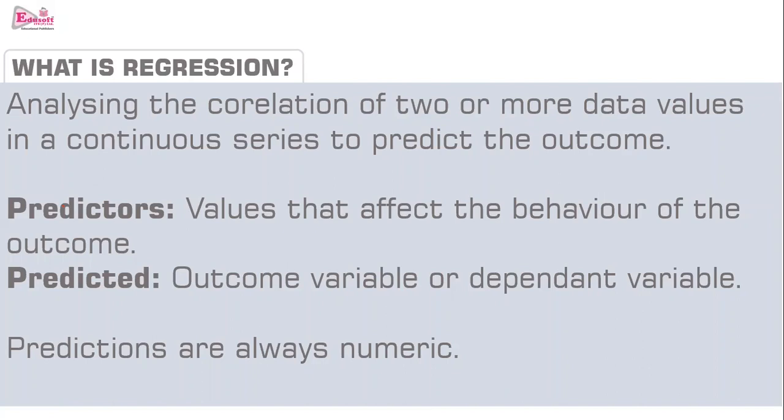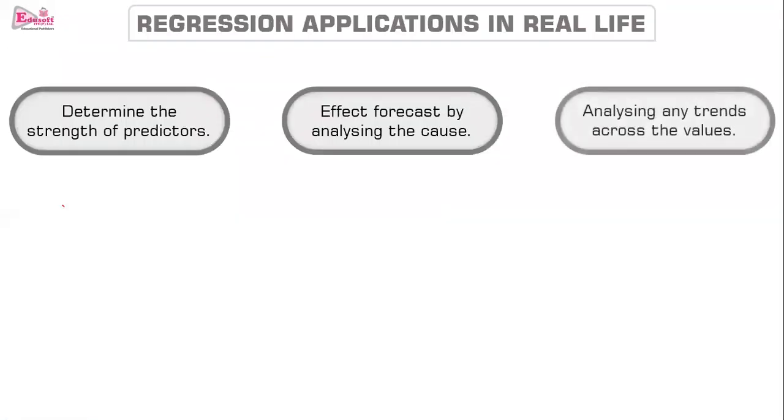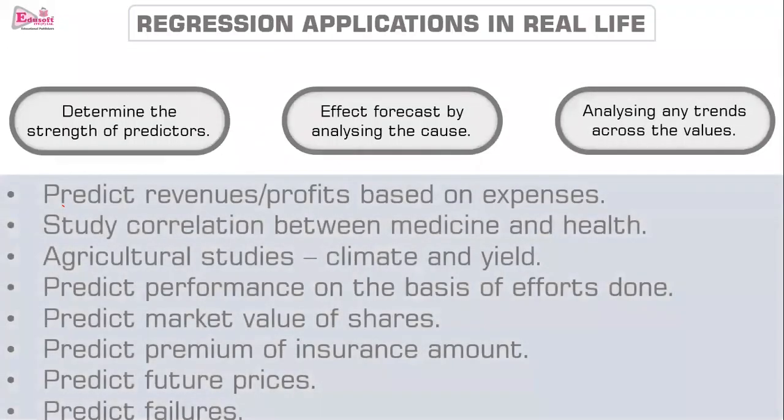It is also called the dependent variable because its outcome is dependent on the existing values which are being analyzed. Now, where is regression actually used? If you look at the broad application of regression, first of all, regression helps you decide whether the data values you have taken for analysis are suitable enough. Are they really affecting the outcome? Have you taken the valid, genuine values which should be considered for analysis? So you determine the strength of the predictors.